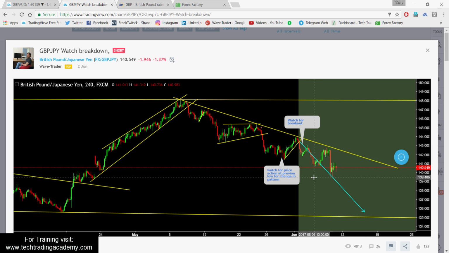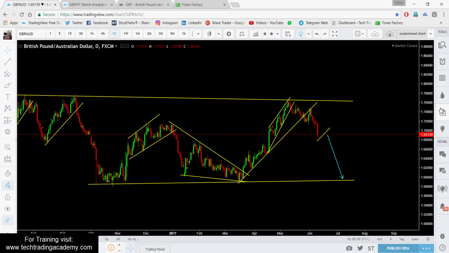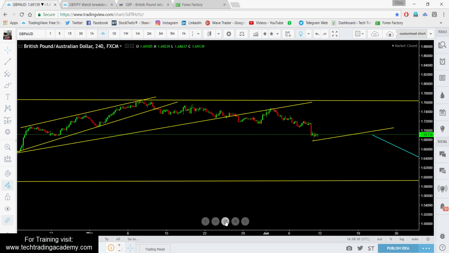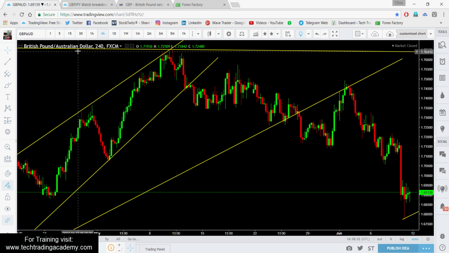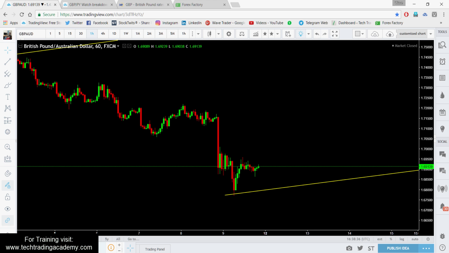You can see we have seen continuation formation. Similar to that, we need another continuation formation at this area. Then we're going to trade this way. It is developing quite similar to that. On the lower time frame, you can see it is developing like other pound pairs. Let me look at the 15-minute.